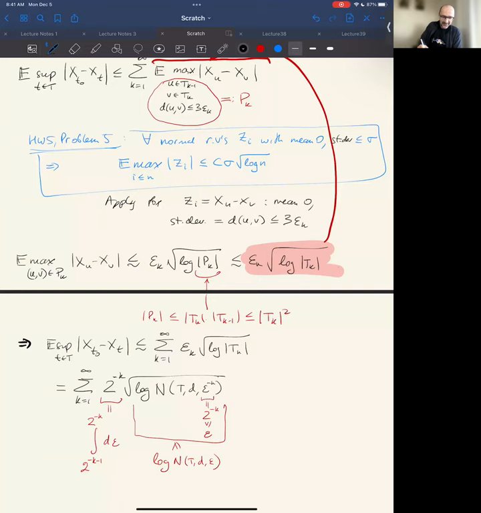And this gets to the integral. So this gets us to the sum of these little integrals of the same term. And if you sum them up, put them together, you cover the entire positive part of the real line. Sum these integrals over all k. So the integral of square root of log N(T, d, epsilon) d epsilon. Good. That's very good. This is Dudley's integral on the right hand side.